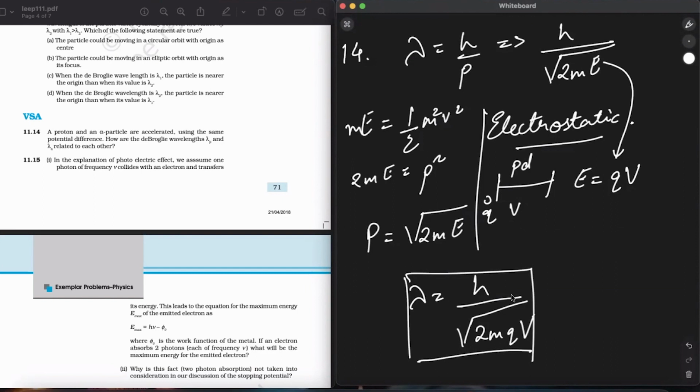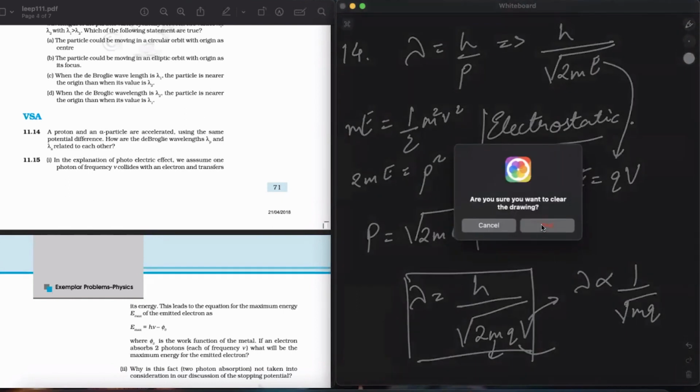Now we have to check what has been given to us in the question. There's a proton, there's an alpha particle, with the same potential difference. That means V is the same. The proton has a different charge and the alpha particle has a different charge, and m is different. So we have to compare: lambda is inversely proportional to under root mQ. The rest of the things are the same.